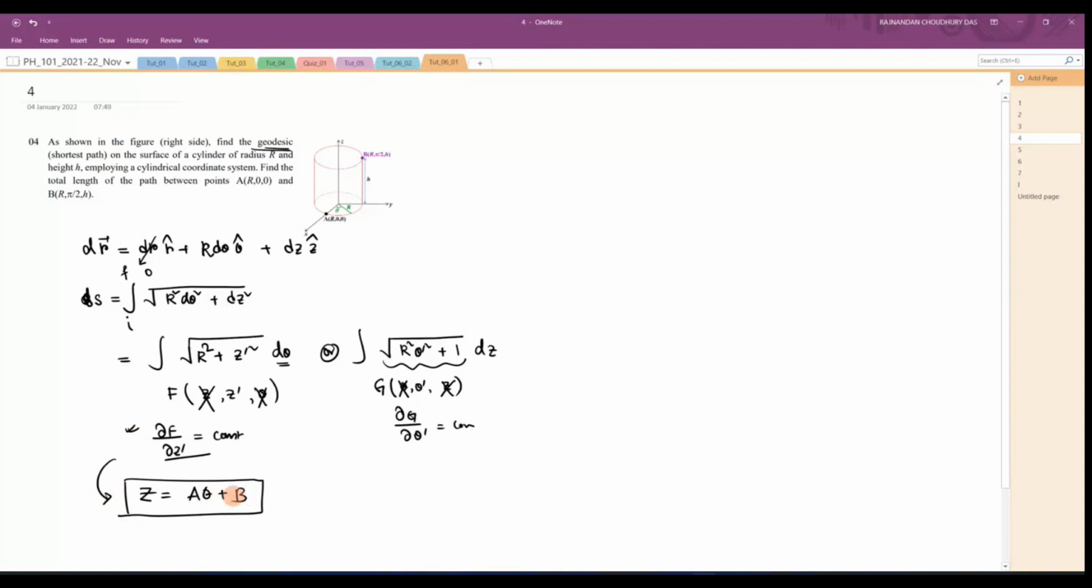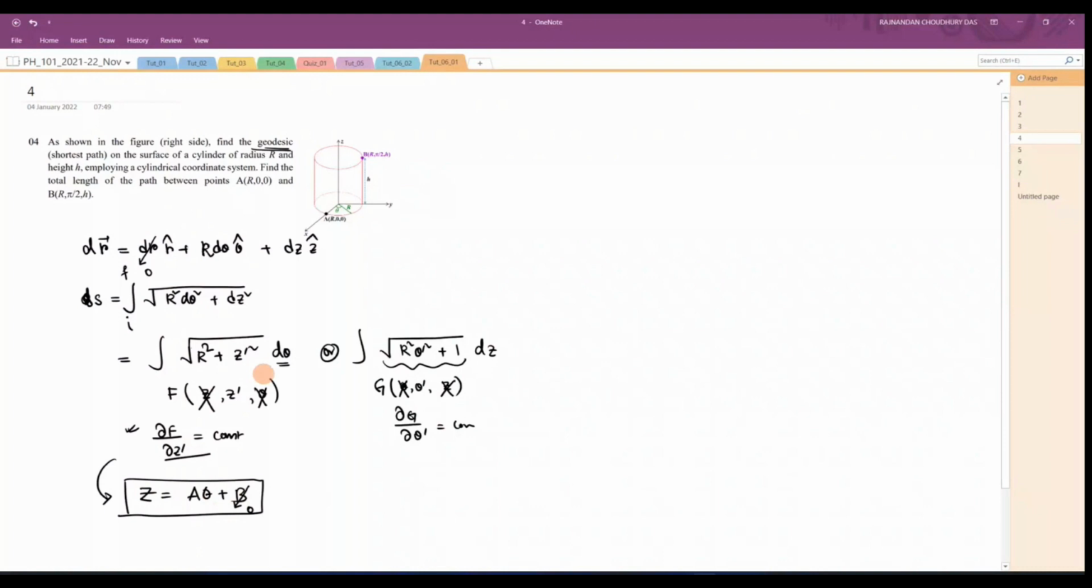Now to get a and b, what to do? We will put the initial condition. We know that initially the particle was at 0, 0. When theta was 0, z was also 0. So from there we get that b is actually 0. Theta equal to 0, z is equal to 0, b is equal to 0.